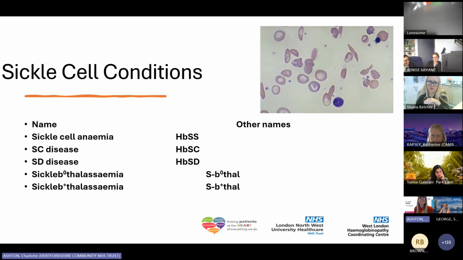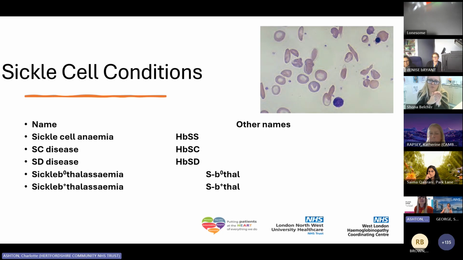HbSC is usually a milder form, but not in all cases. So we never say that your child has been diagnosed with SC and it's a milder form, because often children present more like sickle cell anaemia with SC. Sickle beta thalassaemia is a combination of a sickle cell gene and a beta thalassaemia gene. It's important to know that sickle beta thalassaemia 0 is more severe because they don't produce any normal haemoglobin, your normal haemoglobin being AA.